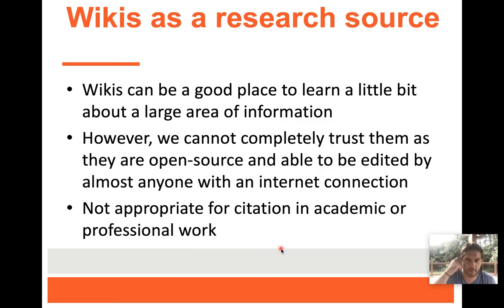Wikis. So obviously the best example is Wikipedia. You know, people complain often in academia about Wikipedia, but it tends to be from the perspective of students using Wikipedia as a citation. Things like Wikipedia are not appropriate for academic citations in professional or school work. It's not appropriate. But wikis are a good place to learn a little bit about large areas of information, especially wikis that are moderated well and updated well.